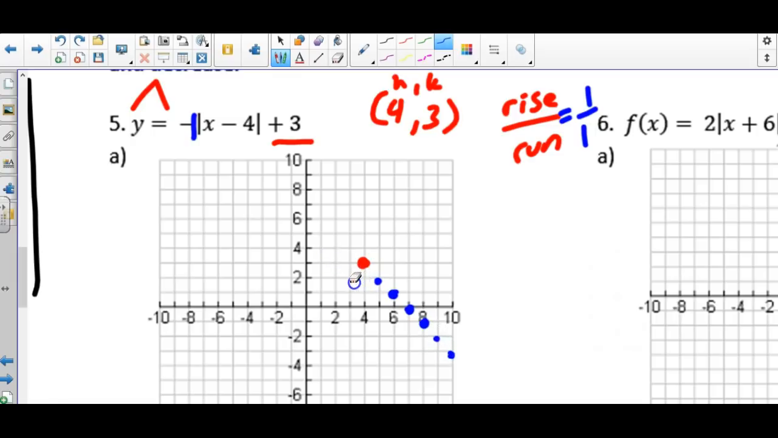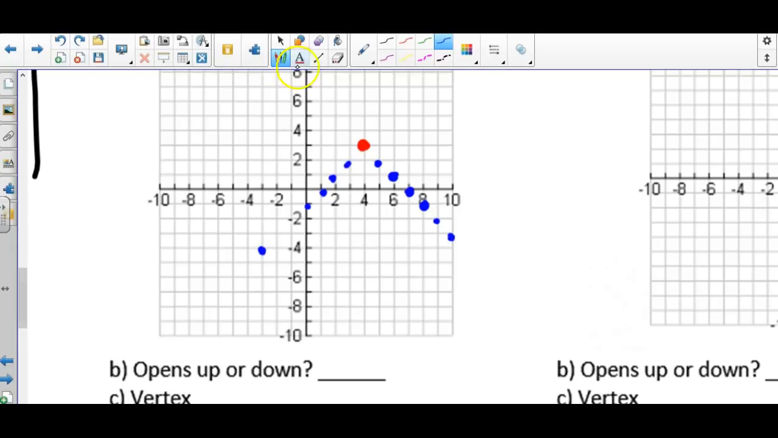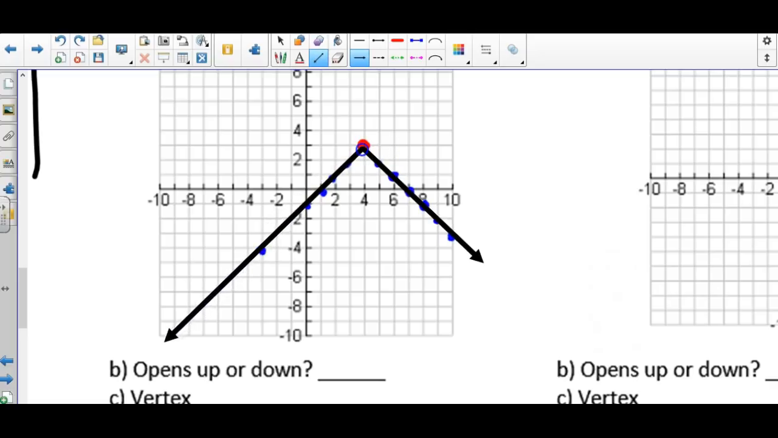Same thing this way: down 1 over 1, down 1 over 1, and so on, until I just keep going. So I'm going to use this line tool to sketch this graph. We have one going this way and the other side going this way. I'm just going to extend it as far as I can go.